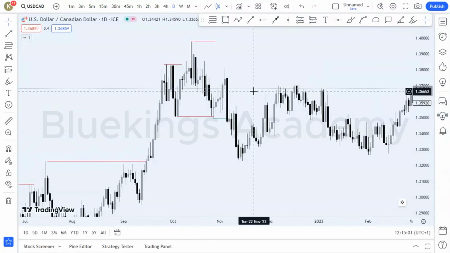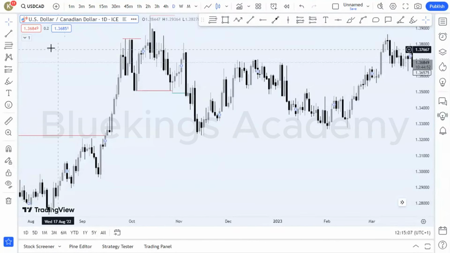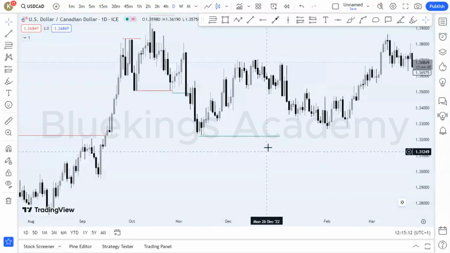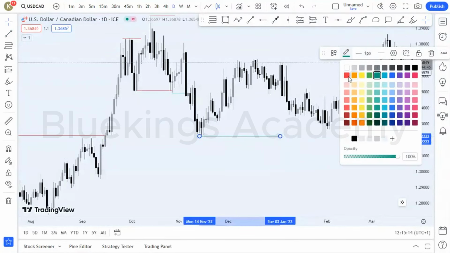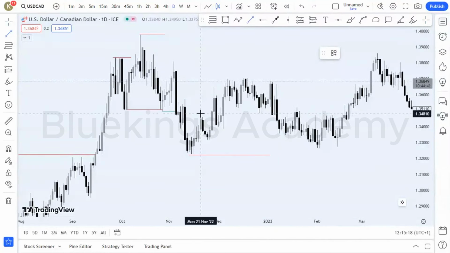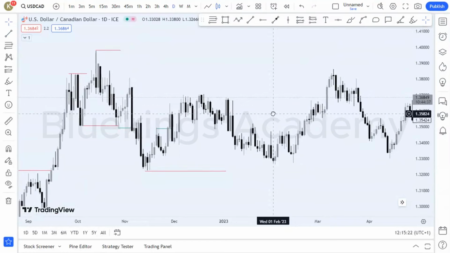Why is it a fractal low? Because this low did not lead to a break of any fractal structure high. So therefore it's a fractal low, but this is definitely going to be a red low, okay, an internal low. Why? Because it led to a couple of fractal breaks, as you can see.